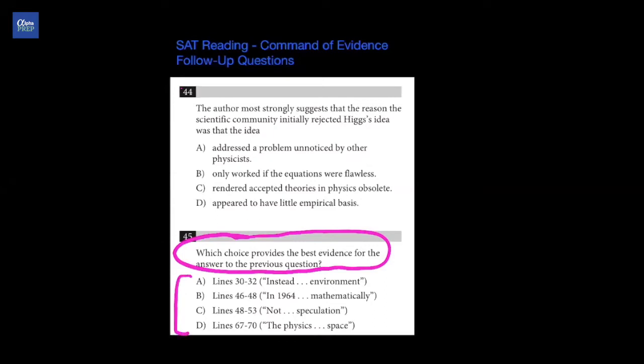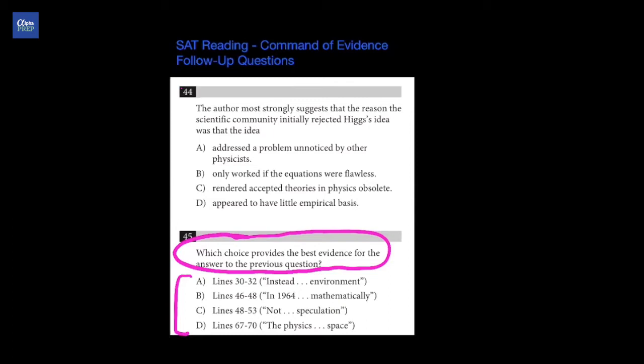So there are a couple of reasons to study follow-up questions, a couple of reasons why they're super useful and important to get good at. The first is that there's usually about 2 of them per reading passage, and that means that there's 10 total on the SAT reading section, which is about 1/5 of all questions on SAT reading. So they make up a pretty good chunk of your SAT reading score.